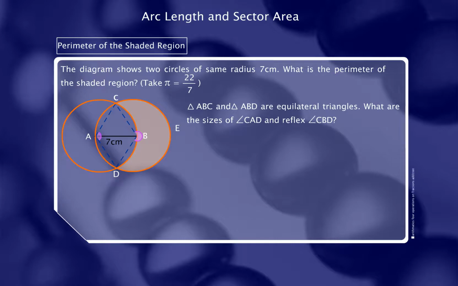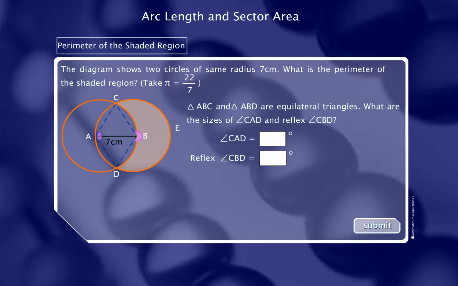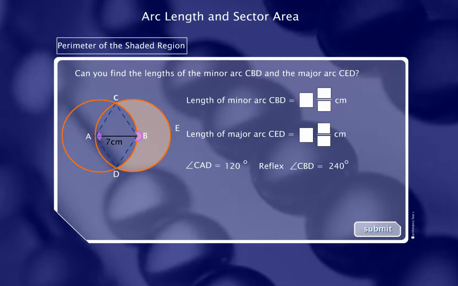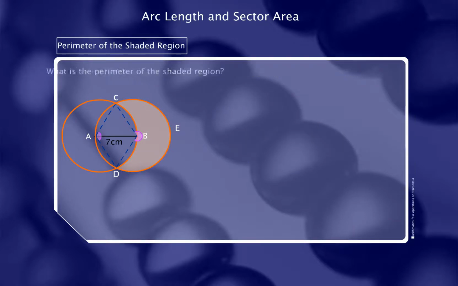Triangle ABC and triangle ABD are equilateral triangles. What are the sizes of angle CAD and reflex angle CBD? Can you find the lengths of the minor arc CBD and the major arc CED? What is the perimeter of the shaded region?